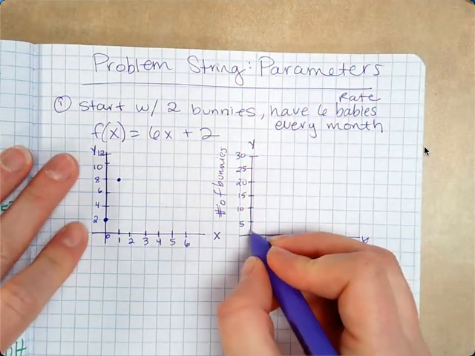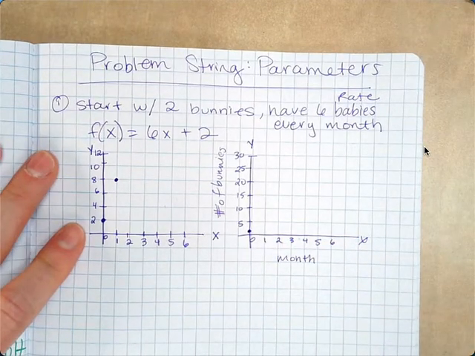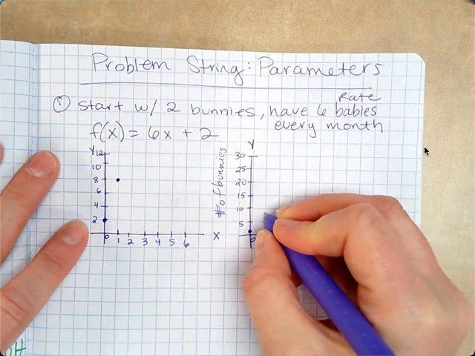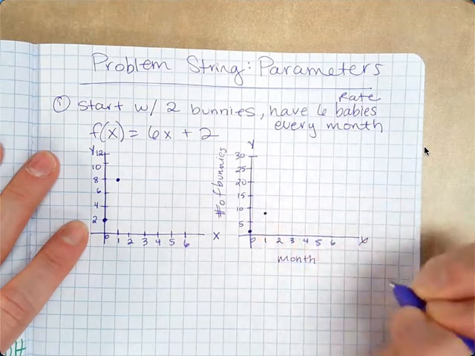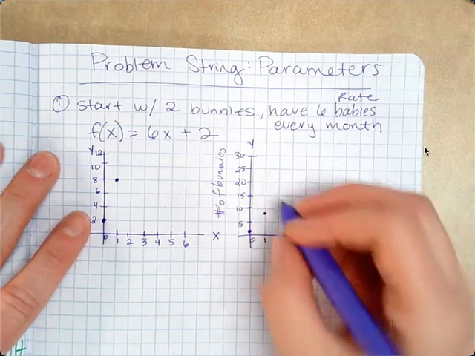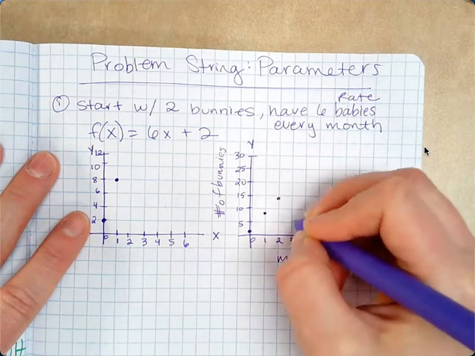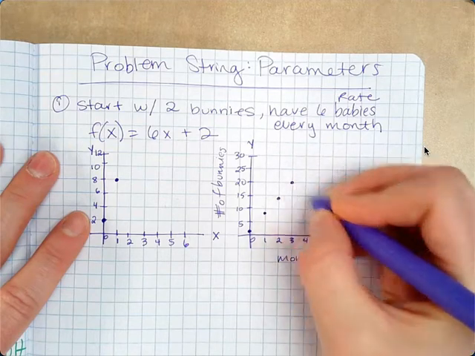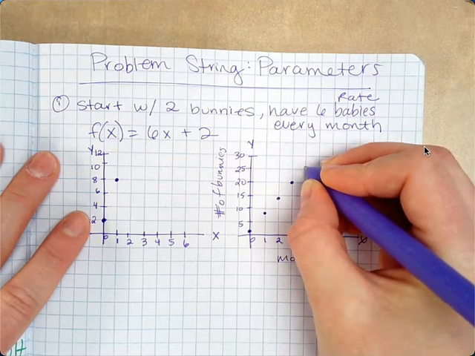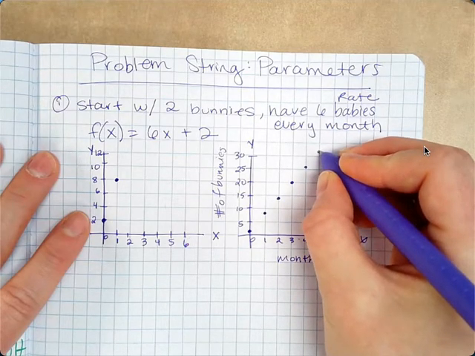So start out with 2. And then after 1 month, how many do we have? 8. And then after 2 months, 8 plus 6 would be 14. Okay, what about the next month? Okay. So we can get quite a few on there.